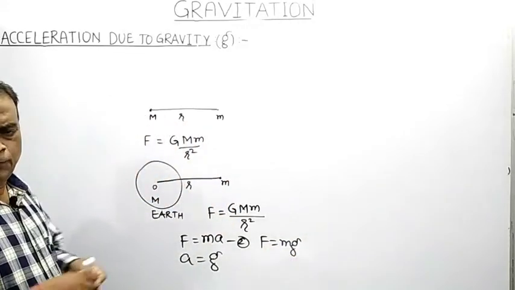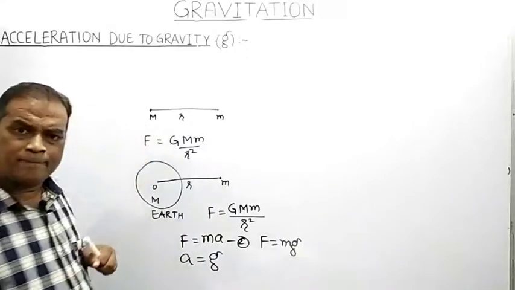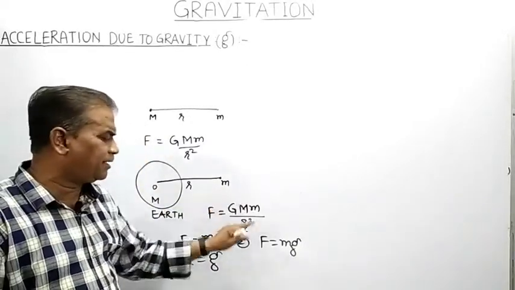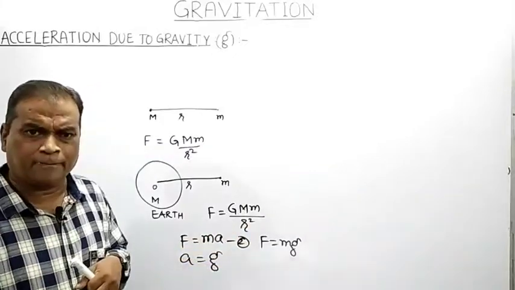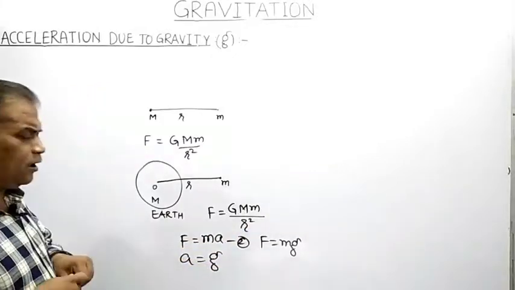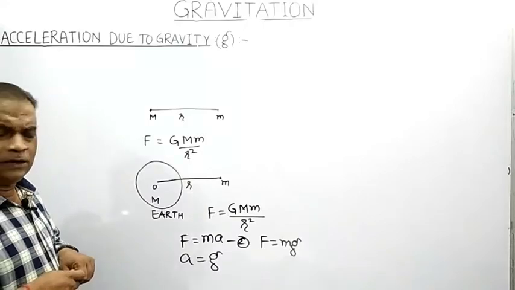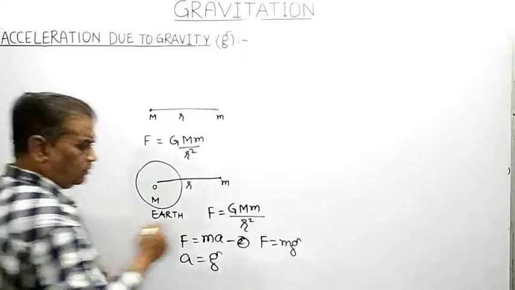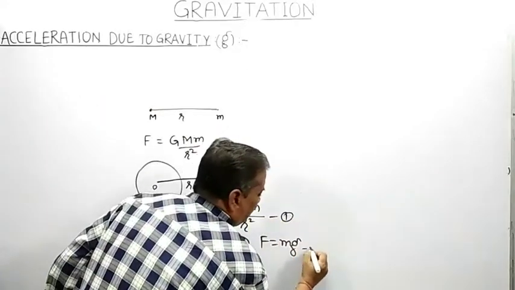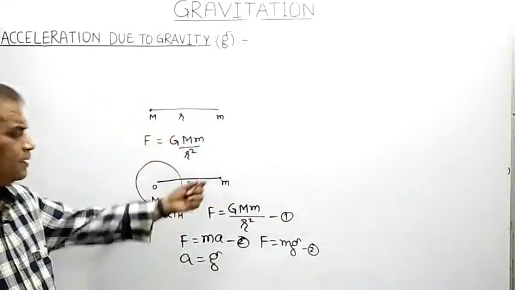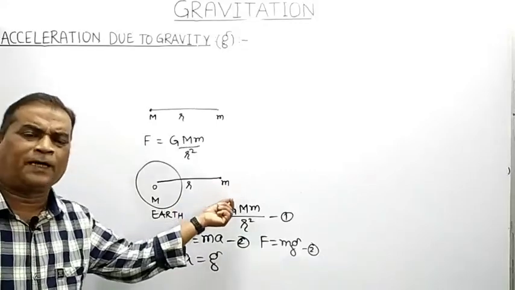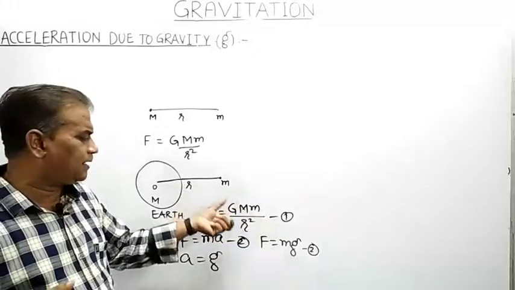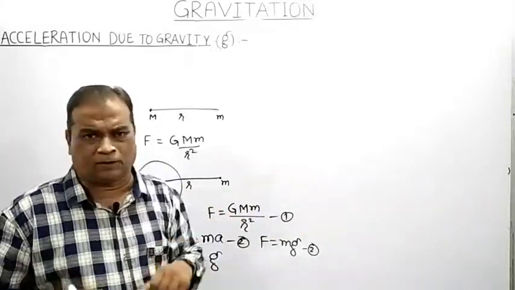But the force experienced by a point particle of mass m is given by GMm divided by r square, which is the gravitational force. And according to Newton's second law of motion, the force acting on the point particle is F equal to mg. So these two equations represent one and the same thing: the point particle of mass small m is acted upon by a force either GMm upon r square or F equal to mg.